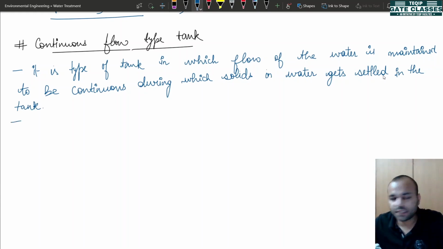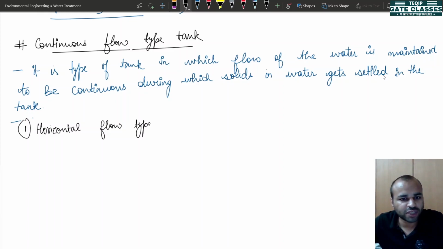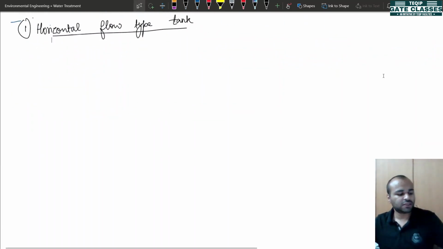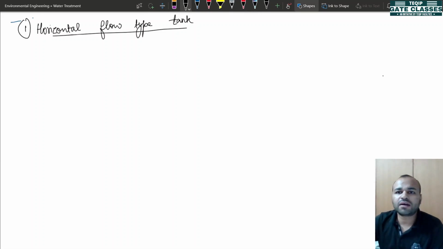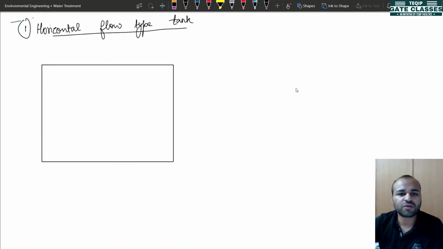Now again, these tanks are of two types. So let us directly start our discussion with the first type, that is the horizontal flow type tank. The other one is the vertical flow type tank that we will be discussing later in today's lecture. So put this heading in your notebooks, and before starting this one, let us understand why we term it as horizontal flow type.